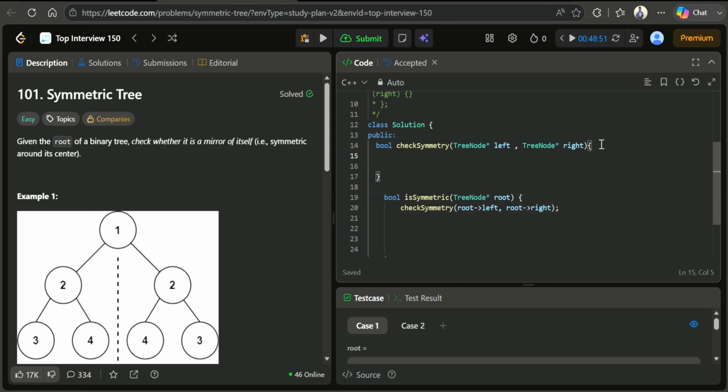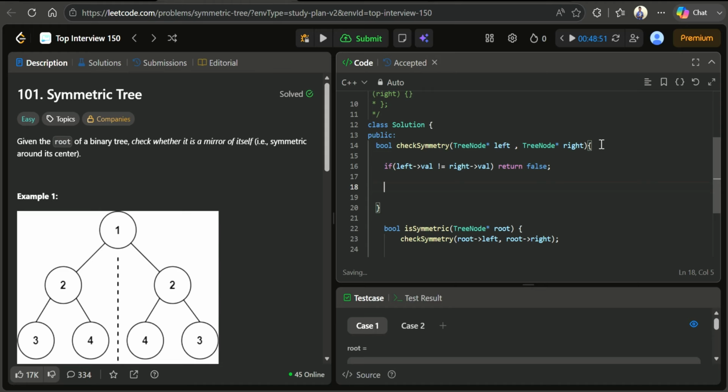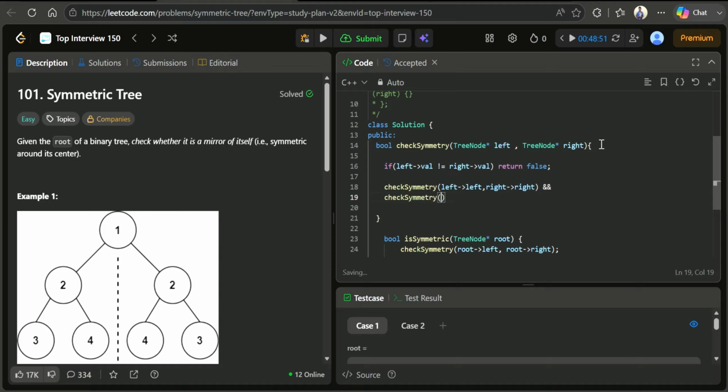Okay, let's go here, and then initially let's check our value. If left's value is not equal to right's value, then that means our tree is not symmetric, and we will simply return false from there. If that statement doesn't execute, we will have to call for the following statements. So we will call for left's left value, and then right's right value, and then use our ampersand operator to call again for the remaining two values, which is basically left's right value and then right's left value.